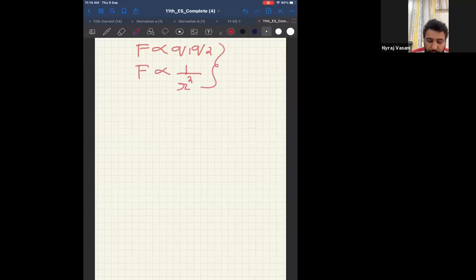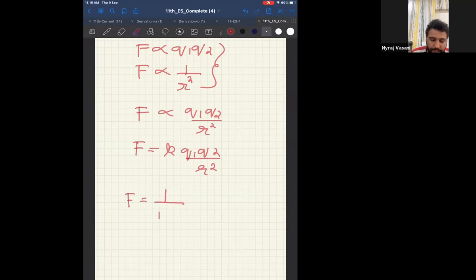Now if I combine equation 1 and 2, can I say F is directly proportional to Q1 Q2 upon R square? Therefore, look at the screen, F is equal to K Q1 into Q2 upon R square, correct? Or F is equal to, with K being 1 by 4 pi epsilon naught, Q1 into Q2 upon R square.